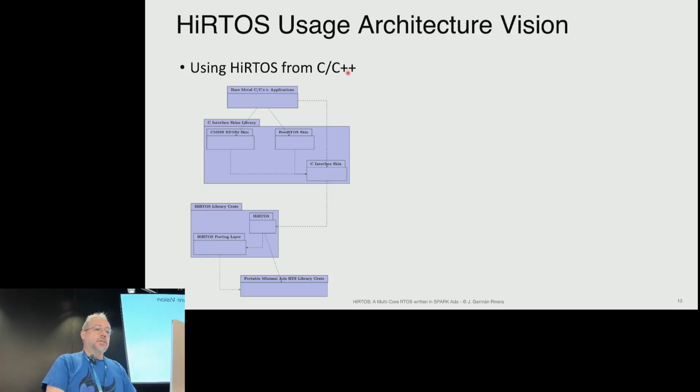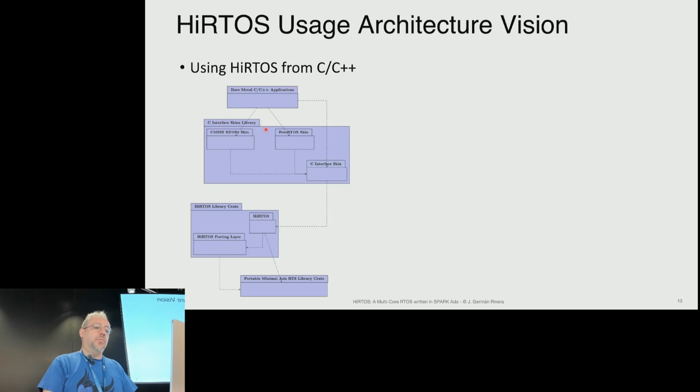Now let me switch gears to talk about the code architecture of HiRTOS. The original motivation was to have a replacement for FreeRTOS that is safer, so written in Ada. I say architecture vision because this has not been implemented yet, but the idea is to have some shim layers on top of the HiRTOS API to allow C or C++ applications to call HiRTOS.